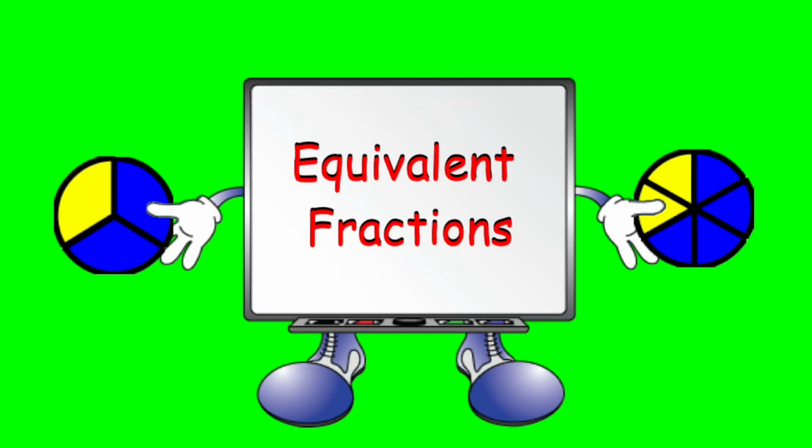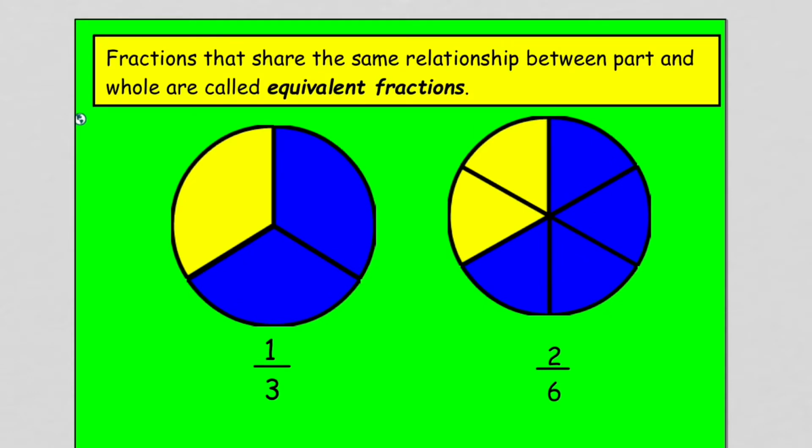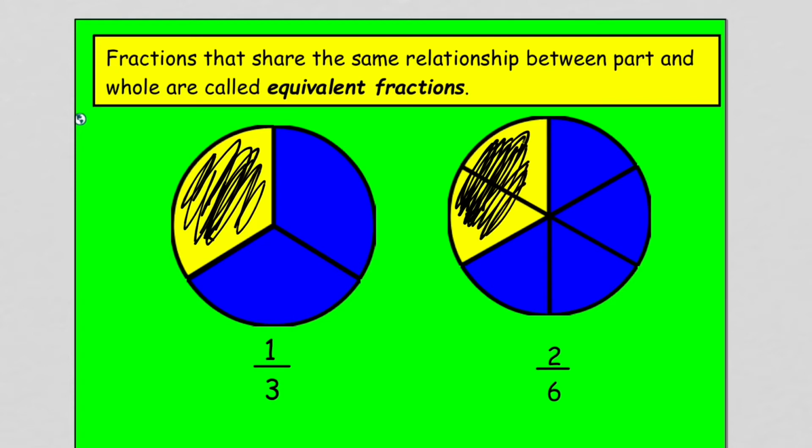So what we started off with is the definition of equivalent fractions: fractions that share the same relationship between part and whole. What that basically means is that two equivalent fractions are the same, but they're cut into different parts. If you look at this example, the yellow part is the fraction 1/3 on this first circle. This part that was colored yellow, that I'm currently shading in black, is 1/3. And on the other circle, that exact same size section is cut into 6 parts, so this is 2/6. It's the exact same size piece, just cut into different parts. That's the definition of an equivalent fraction.